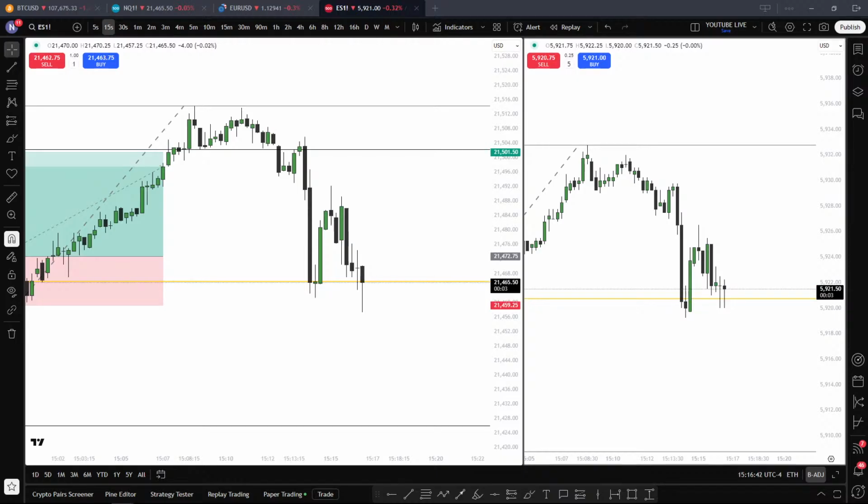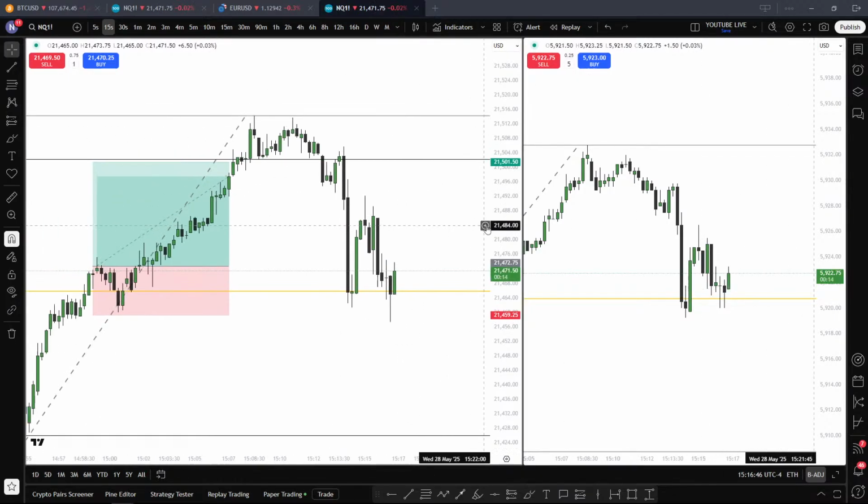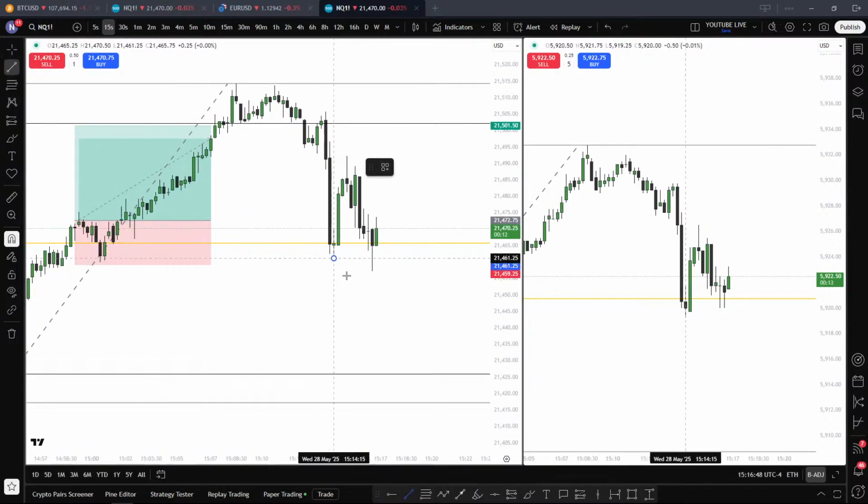SMT on the highs with YM. I'm going to leave shorts for now. I'm not going to be interested in shorts. We've got SMT on these lows now.